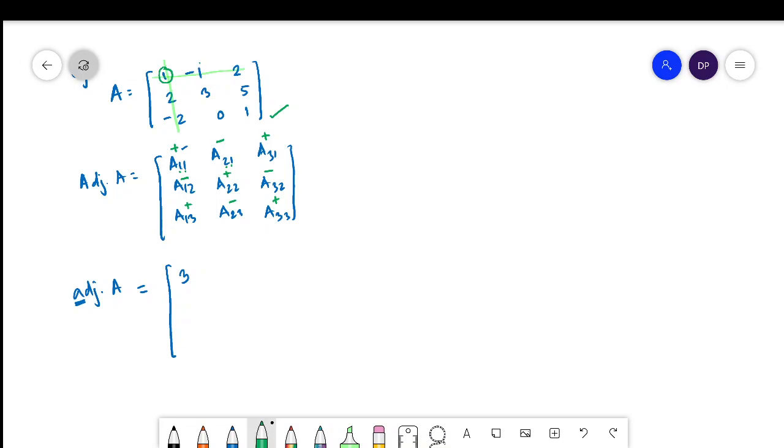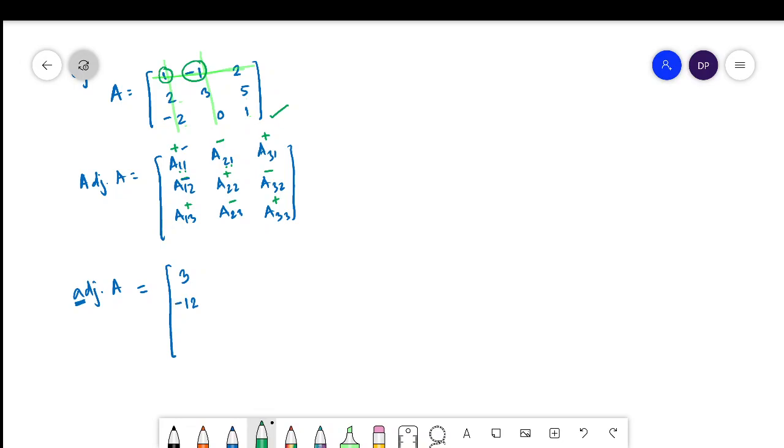Now find the cofactor of the second element, that is A12. In order to do that, you delete this row and this column and find the determinant of the remaining elements. So 2 times 1 is 2. Negative 2 times 5 is negative 10. So it is 2 plus 10, which is 12. So here you have to write 12. We got positive, but due to the sign at this position, it is negative.